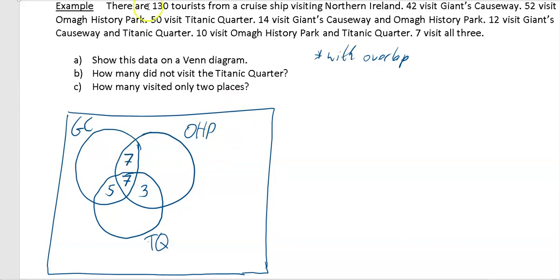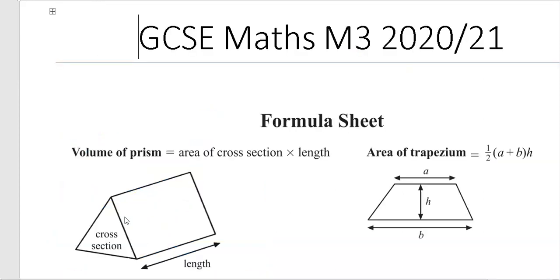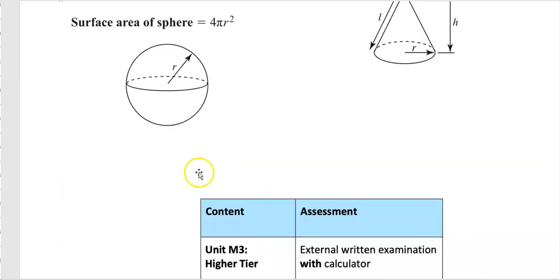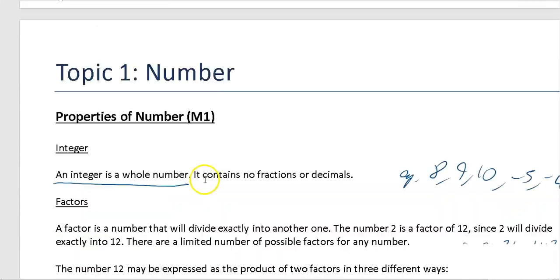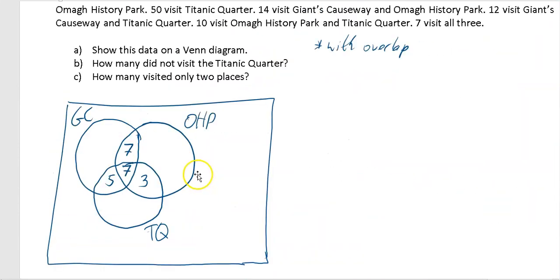And then we're on to the single ones. So the single ones, it says 50 visit Titanic Quarter. So these three numbers plus this one in here have to add to be 50. So just do a wee bit of working out for your Titanic Quarter one. I would use my calculator for this, just to check I'm right and to make life a lot easier. So it's going to be 50 minus 5 minus 7 minus 3 is equal to, and it's just going to be 35. Okay, so it's a very easy sum, but just do it on your calculator just to check.